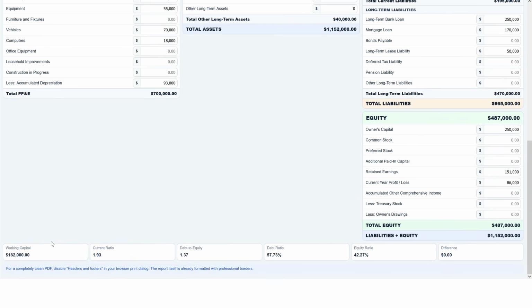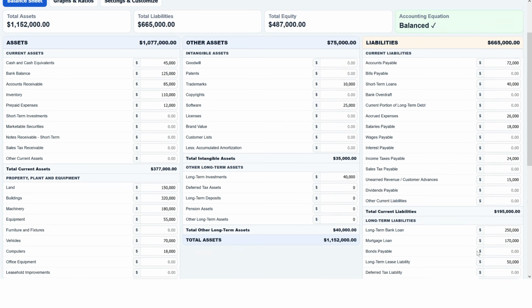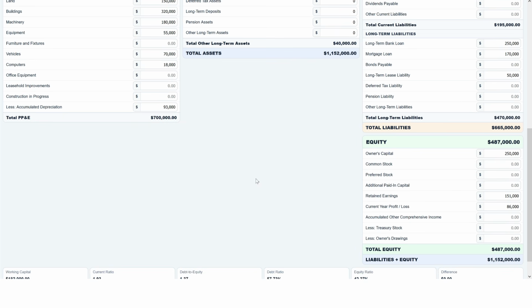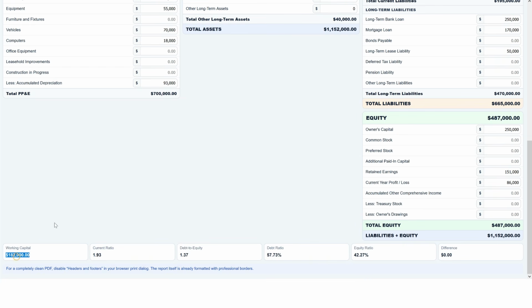In our example, the company has current assets of $377,000 and current liabilities of $195,000. After performing the calculation automatically, the application displays a working capital of $182,000. This is an encouraging result because it tells us the company has enough short-term resources to meet its upcoming obligations. Positive working capital generally indicates better liquidity and greater financial flexibility.